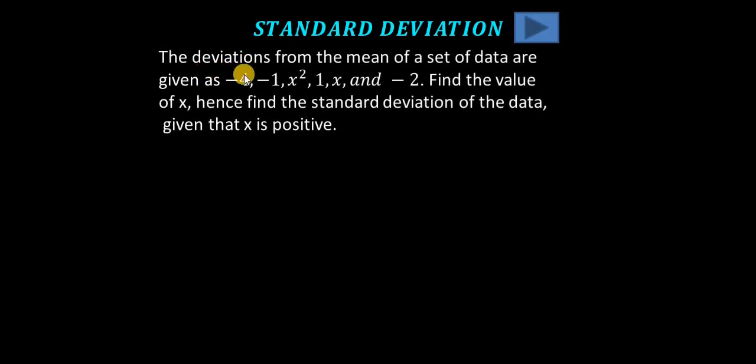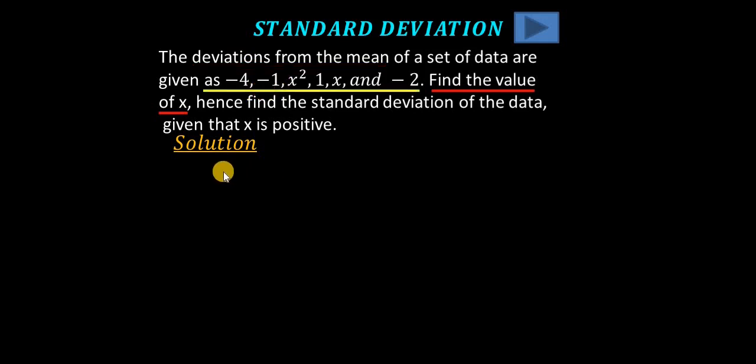In this video, we are going to look at standard deviation. The question we are tackling reads: the deviations from the mean of a set of data are given as shown. Find the value of x, hence find the standard deviation of the data given that x is positive. The question requires us to find the value of x, and we are given the deviations from the actual mean. The deviations are given as shown.